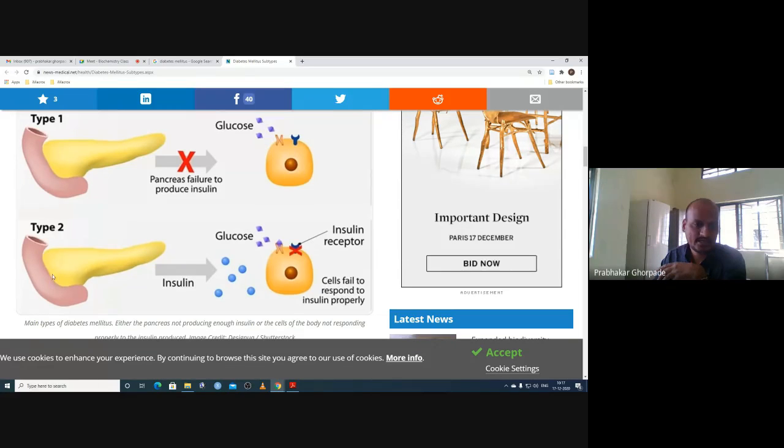Next, type 2 diabetes. Here we have insulin, but the insulin receptor, the blue receptor, has mutated and changed shape. Because of that, in type 2 diabetes, even though insulin is present, it cannot attach to the insulin receptor, and the glucose cannot get entry inside the cell. So the cell fails to respond to insulin properly. So that was about diabetes mellitus.